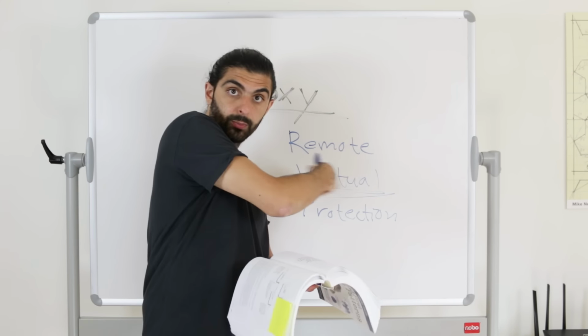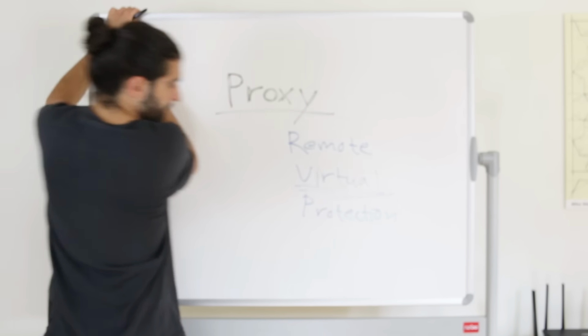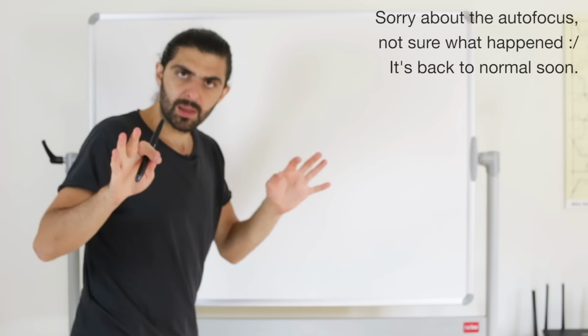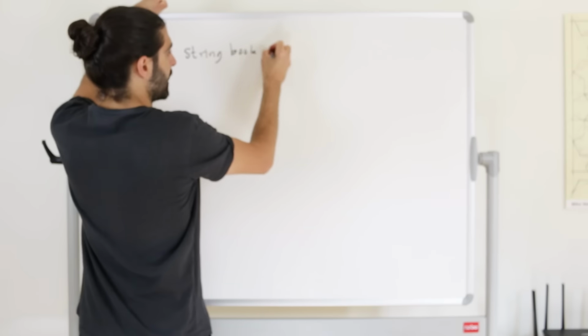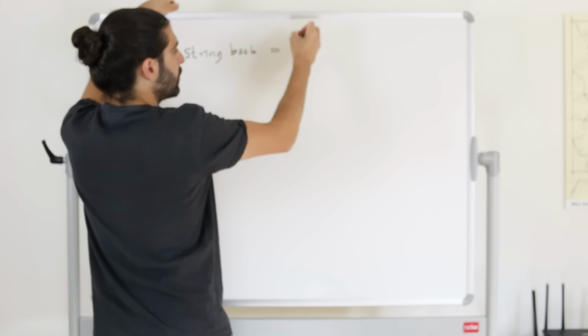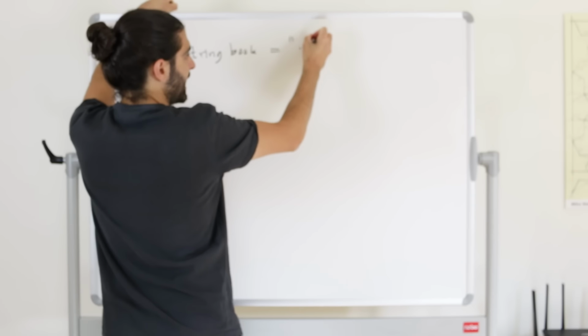So let's get into a virtual proxy example. So let's get rid of this stuff. And here's the example. Imagine that you've got a string called book that contains a whole book represented as a string.